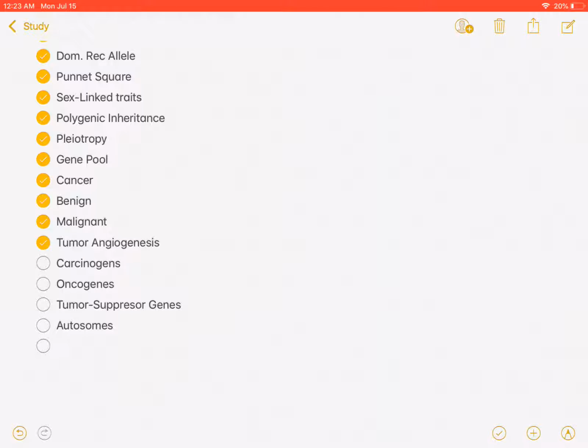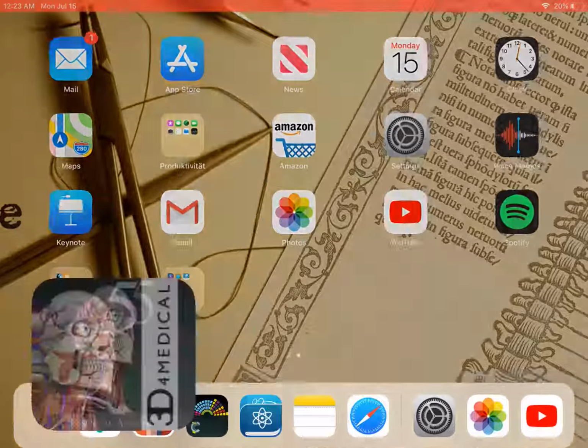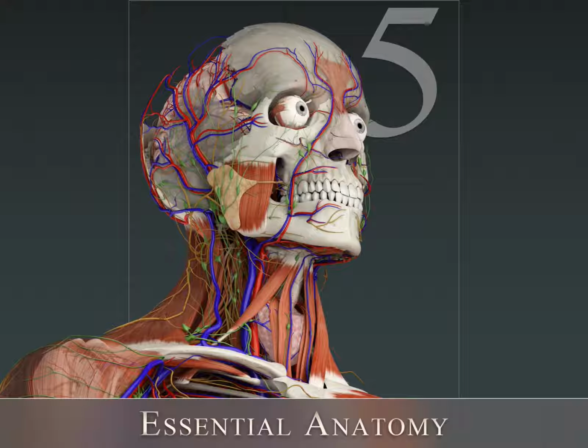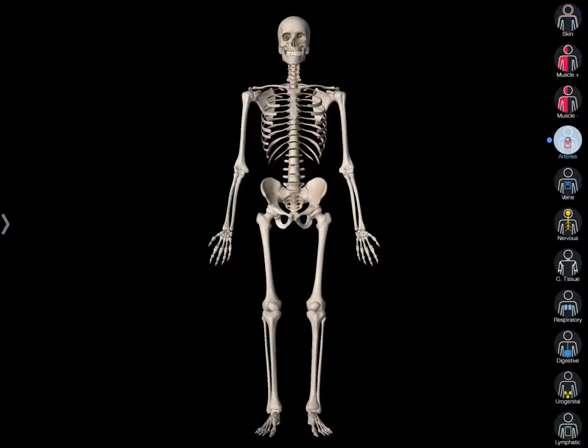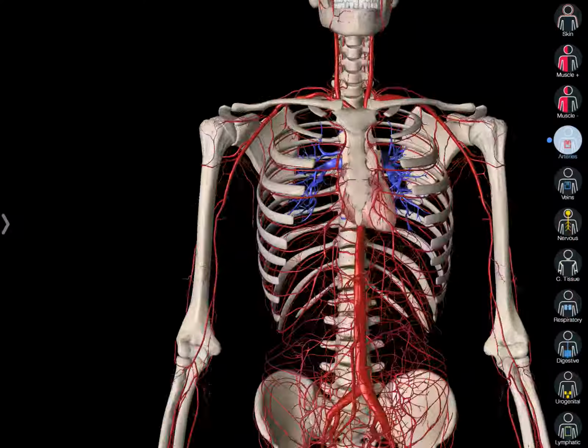Tumor angiogenesis, and we could actually see that in this diagram of Essential Anatomy 5. It's an app. Again, I am not sponsored by this app, by this company, but I believe it's one of the most important that a student can have in order to study all 11 systems. So right now I'm just going to pop up here with an artery.